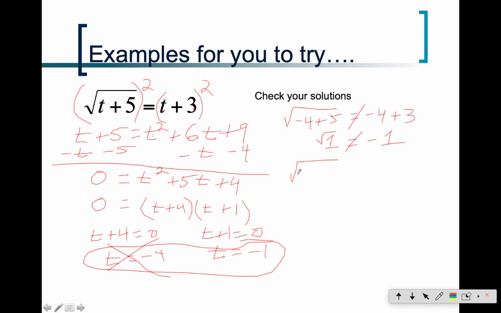Check your -1 plus 5 equals -1 plus 3. This one looks better. Is the square root of 4 equal to 2? Yes. So my answer is -1. So similar to yesterday, just a little bit extra there for you.